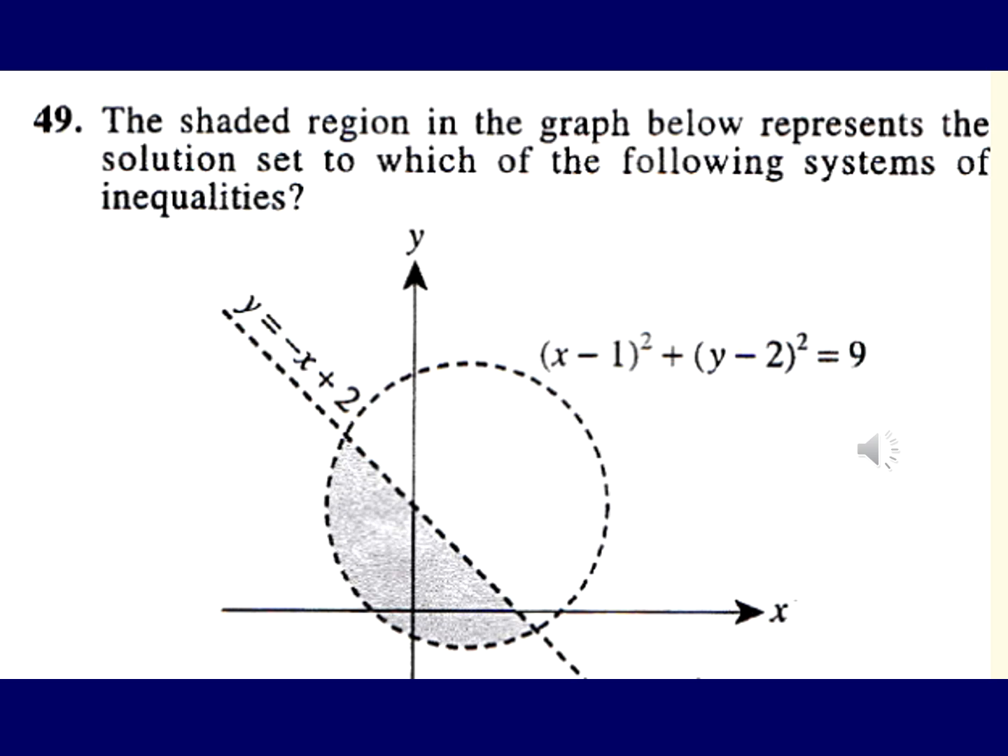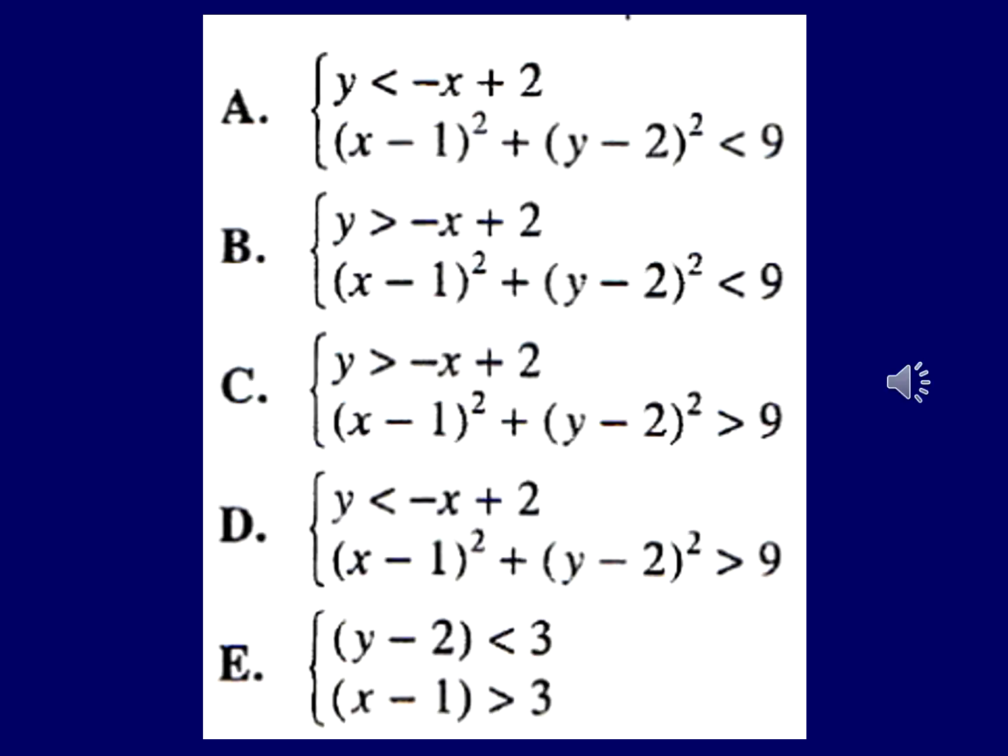On 49, we have a picture of a circle and a line, and part of the interior of that is shaded. It says the shaded region in the graph below represents the solution set to which of the following systems of inequalities. So we're presented with a bunch of options here. The top 4 are pretty much the same except for greater than and less than. That's the only thing that's different about them. The bottom one, I will tell you, I know for a fact can't be right.